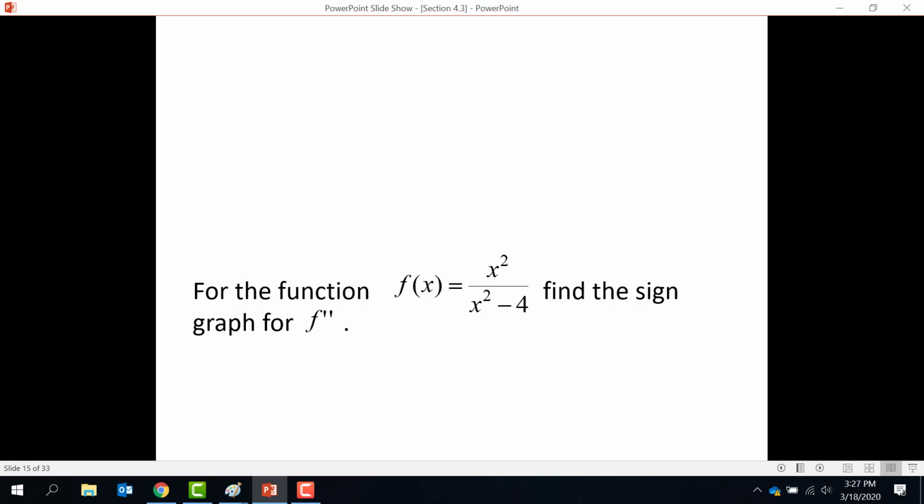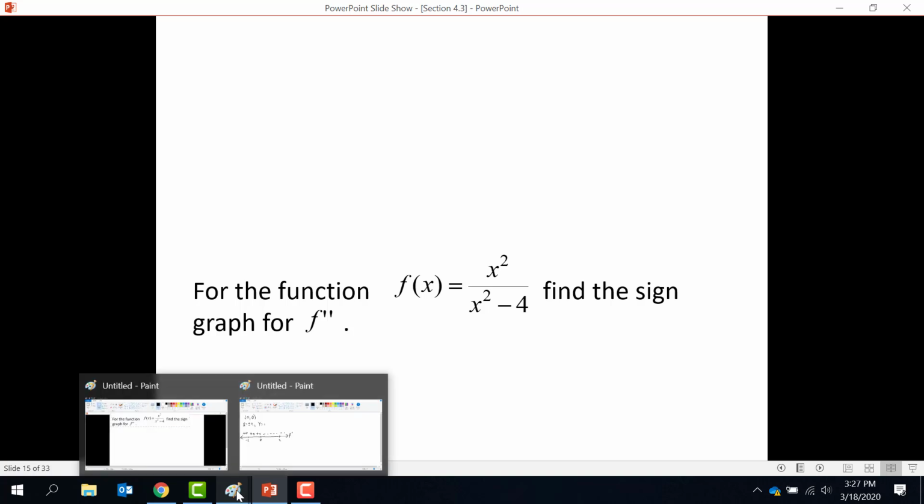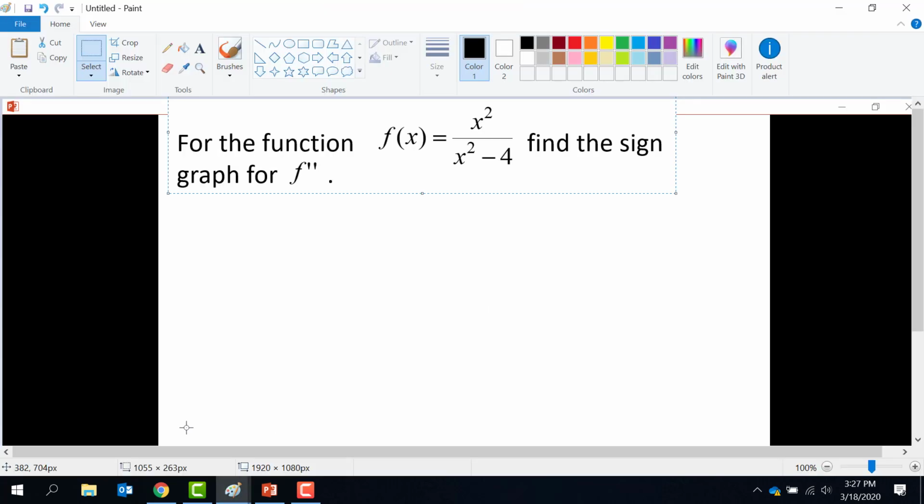So next we want to look at the sign chart for the second derivative. The second derivative tells us where the function is concave up and concave down. So next we have to look at that. Again, I encourage you to pause the video and try things on your own and then follow along with the video, rather than just sitting here listening to me talk.